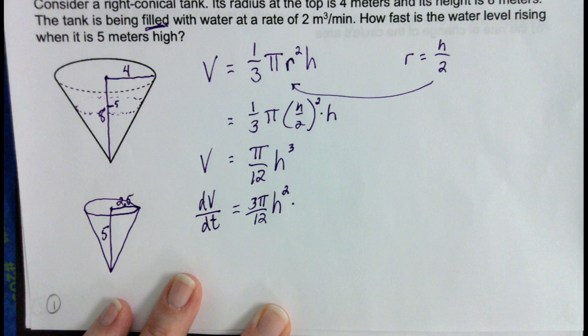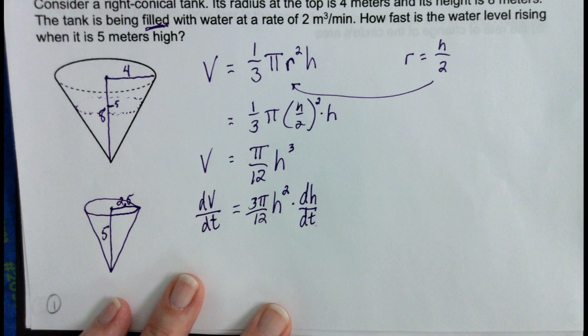Okay. Whether you realize it or not, you have almost all of those values except for one: dH/dt. How fast is the water level rising? That right there is what we're trying to find. That is dH/dt, the rate of change of the height with respect to time.